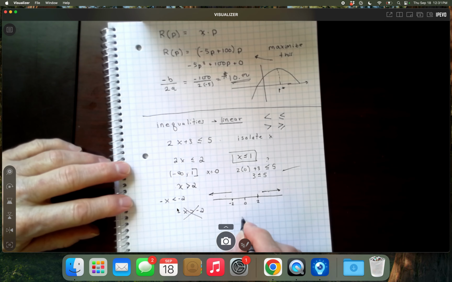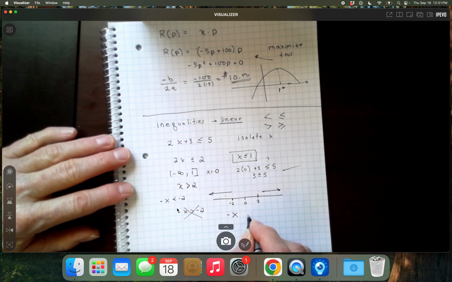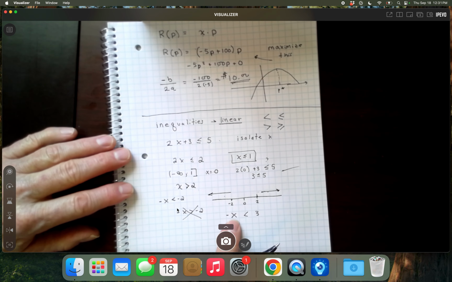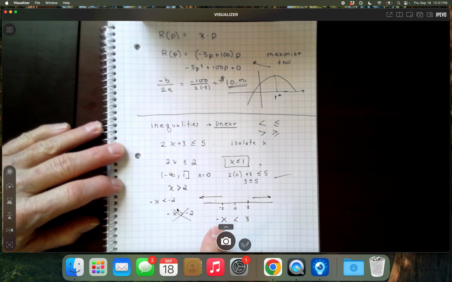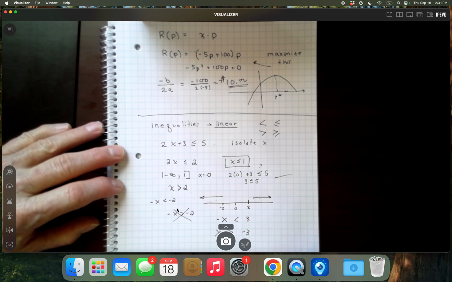Suppose I got this as a different problem. I got the opposite of x is less than 3, and I want to solve for x. You multiply both sides by negative 1, and that's going to say x, and you're going to get minus 3 here. But when you do that, you got to flip this.